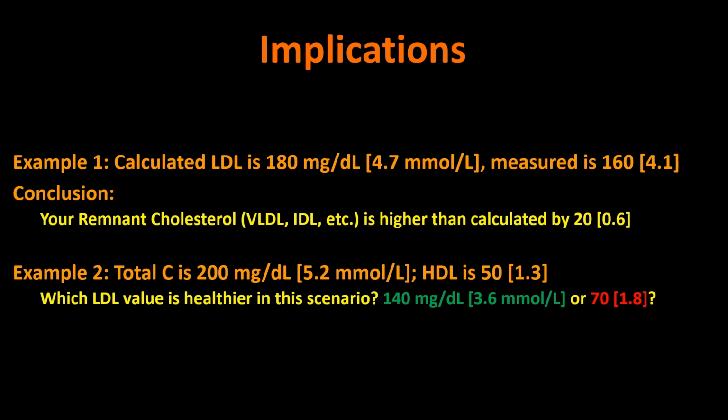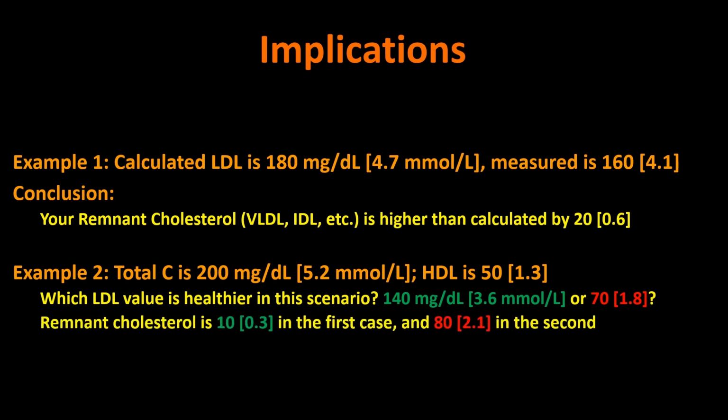But if he was happy with 200 and just said, okay, get your LDL down to 70 and I'm happy with the 200 and the 50, he really shouldn't be, because the remnant cholesterol in that first example, when you have 140 for LDL, the remnant is only 10. That's a very low remnant cholesterol level. In the second case, it's 80. That's through the roof for remnant cholesterol. As an independent indicator of cardiovascular risk, 80 is bad and 10 is very good.